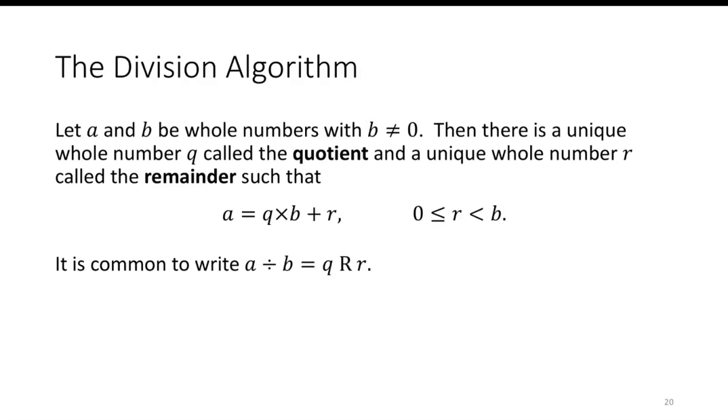We can state the division algorithm thus. Let a and b be whole numbers and b not be 0. Then there is a unique whole number q, which we call the quotient, and a unique whole number r, called the remainder, such that a can be written as q times b plus r, where r is some number between 0 and b.